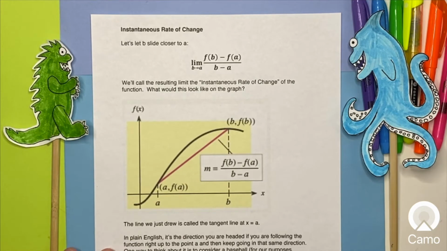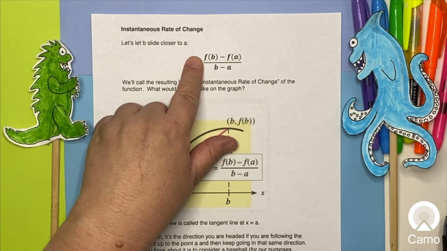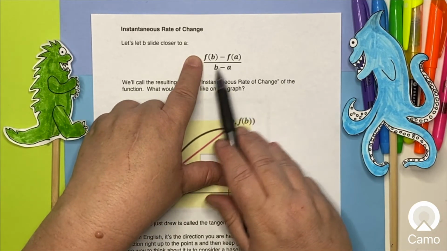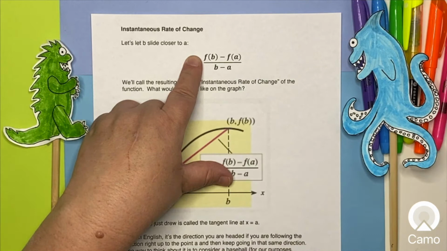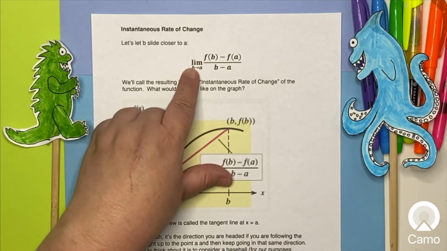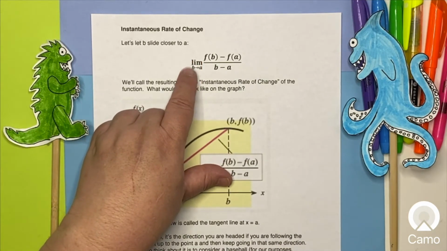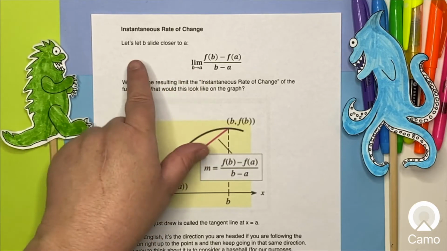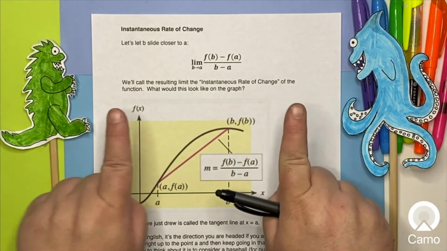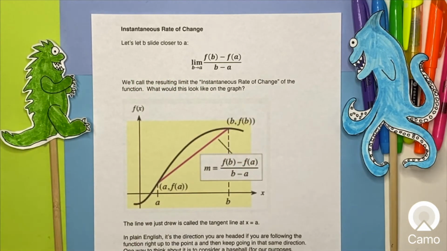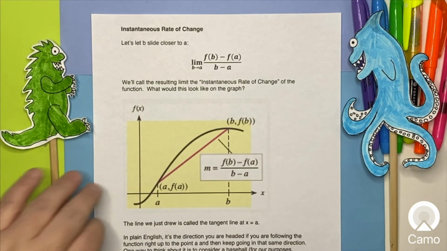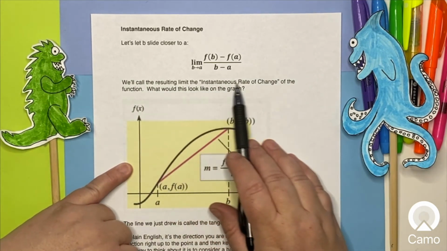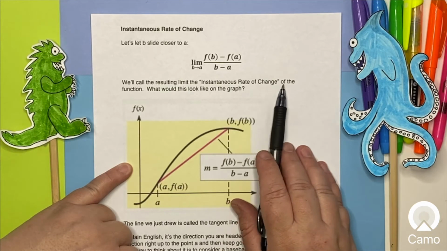Instantaneous rate of change. So let's go ahead and look at what I've written. I've written what we had before, f of b minus f of a all over b minus a, but I'm sticking something else in, and that is this. I'm saying, let's slide b really close to a, which is what I say right there. Let's get b and a real close together. Okay, so we call the resulting limit the instantaneous rate of change of the function.